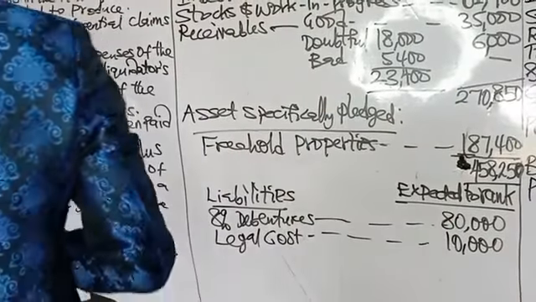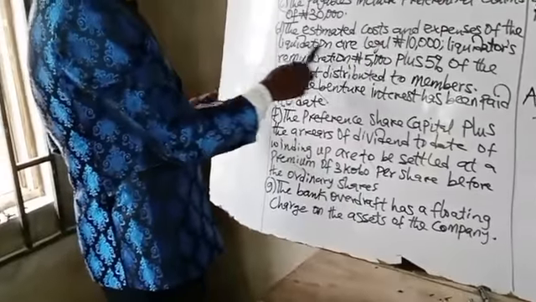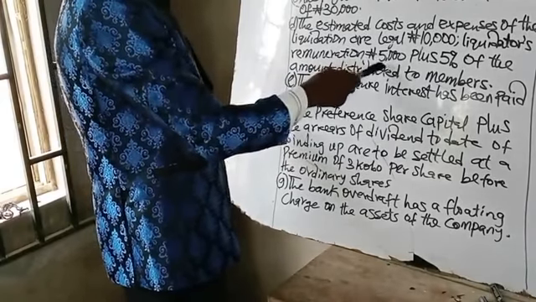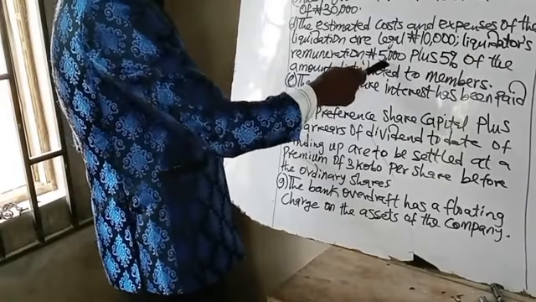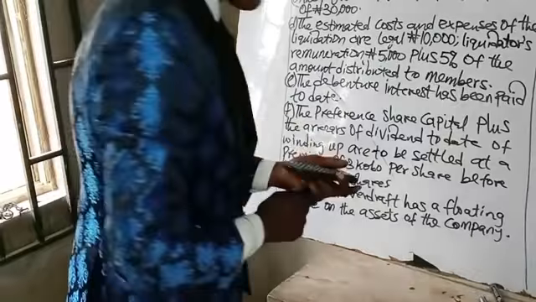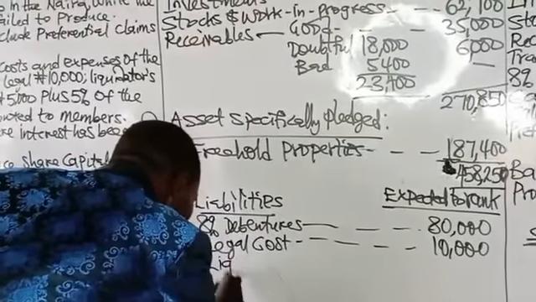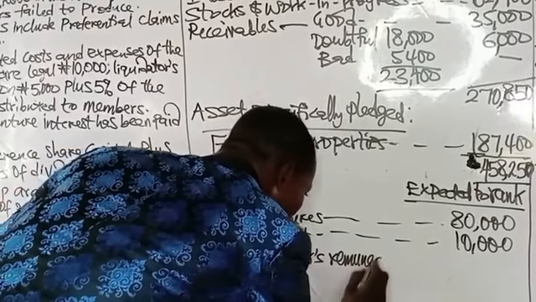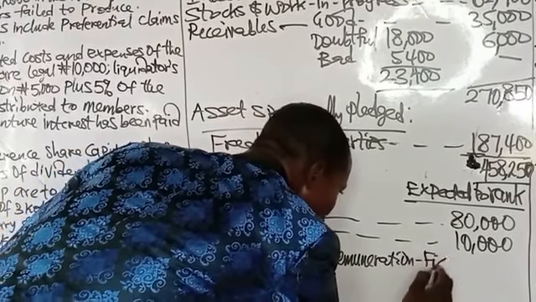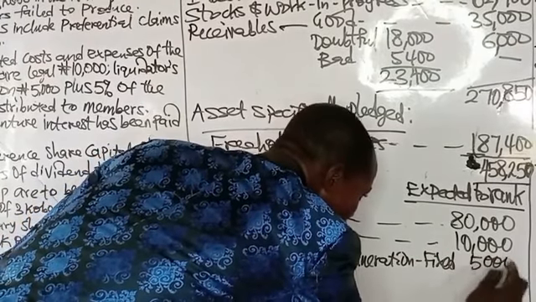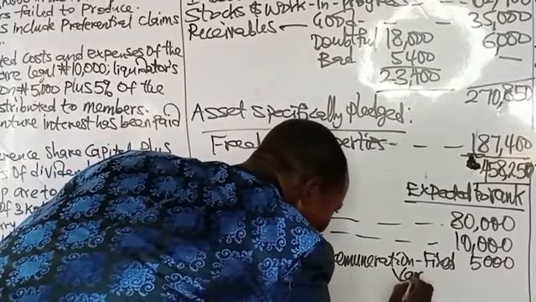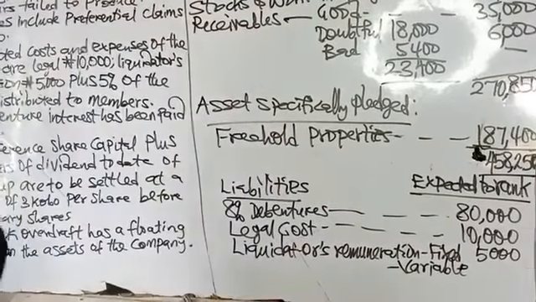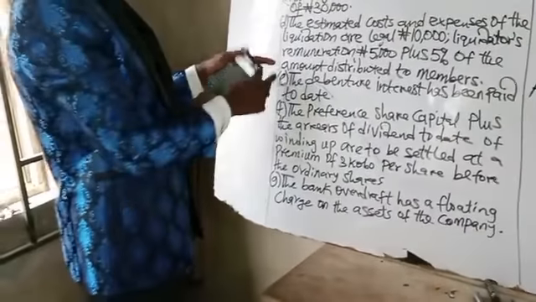After legal cost, we also have liquidators' remuneration, 5,000. The 5,000 is a fixed remuneration plus 5% of the amount distributed. The 5,000 is fixed. The variable one is 5%. So we have liquidators' remuneration. The fixed one is 5,000. After fixed, the next one will be the variable one, which will be calculated. We are going to calculate the variable remuneration. So let's leave that for now. So we've done with note D.